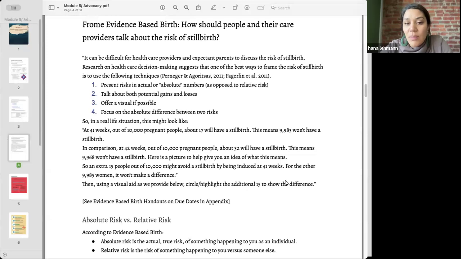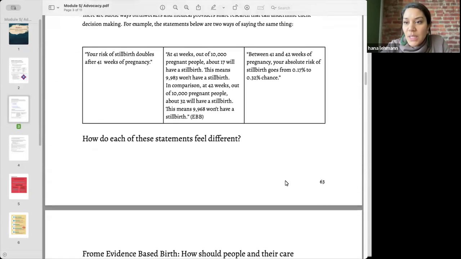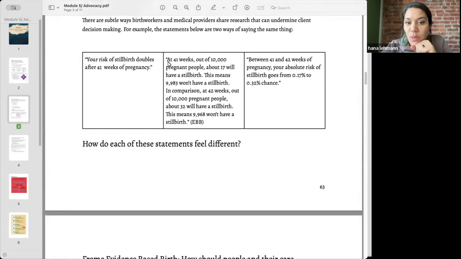So, we were just looking through options. At 41 weeks, out of 10,000 pregnant people, about 17 will have a stillbirth. So it can be really helpful to use a visual. I think Evidence Based Birth has this on their website. It's a page that has 10,000 tiny little squares on it, and then 17 of those squares are filled in.